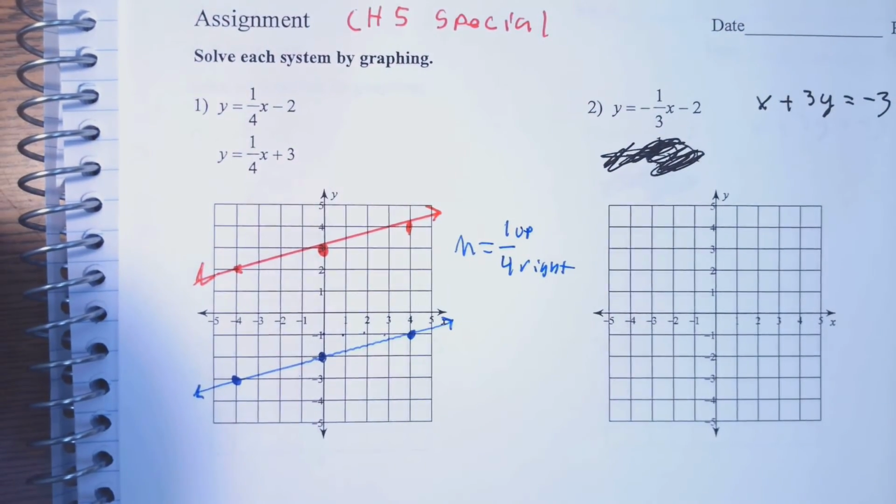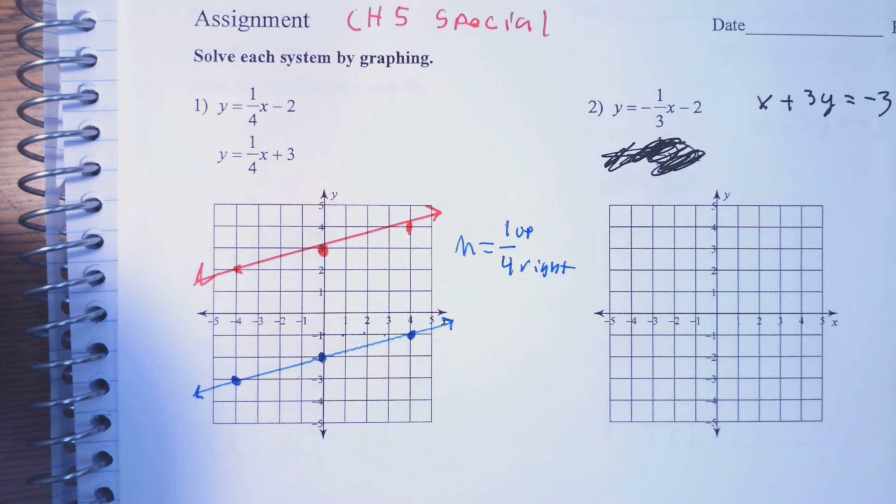Okay, what happened? What's the graph supposed to look like on all the systems? It's supposed to be an X, right? I didn't get an X. What did I get instead? Parallel lines. So what do we know about parallel lines? They never cross forever and ever, right? So it's never going to make an X.